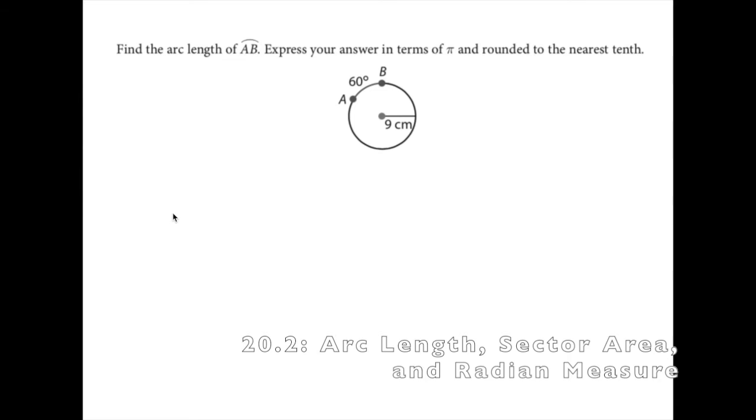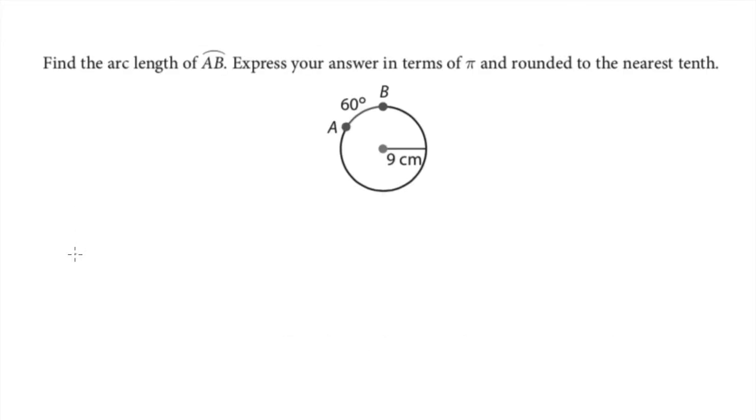The objective for this lesson is to understand more about arcs and what arc length is, and then how arc lengths are related to the degree measure of the arc and the radius of the circle in the arc. And then from there, we're going to come up with the formula for arc length, and after that, we're going to do some work with radian measure. So that's today's lesson. We'll start off with just this question: find the arc length of AB.